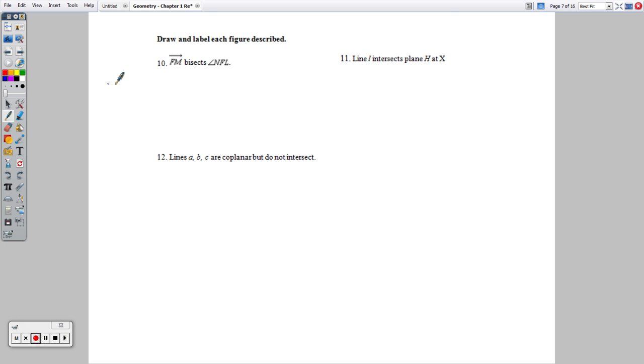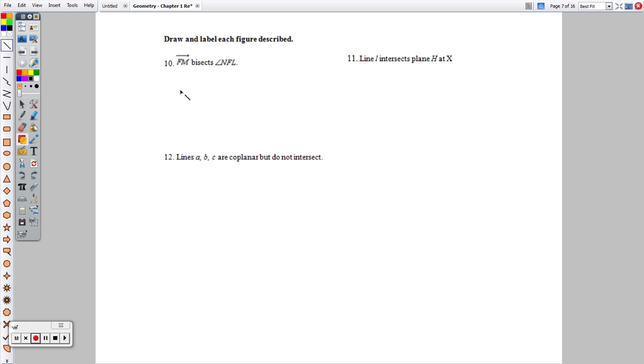Okay, number 10. Draw and label each figure described. So let's draw an example of something like this. I'm just going to draw this freehand. If you wanted to use a ruler or a straight edge, that would be a good idea as well. I actually have some straight line tools, so I'll just use those tools while I do this one.